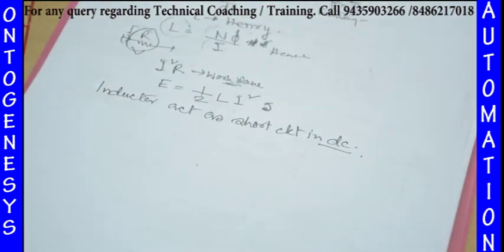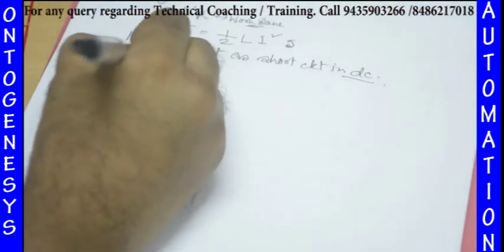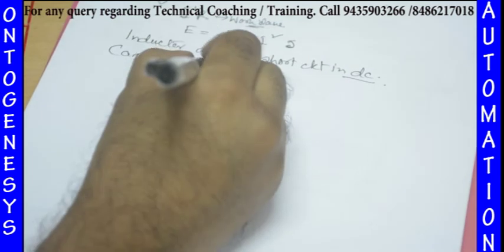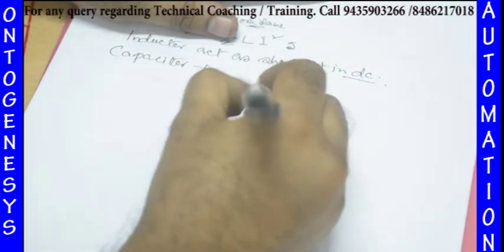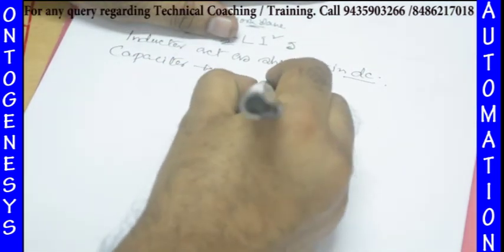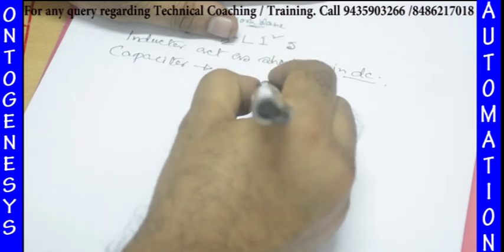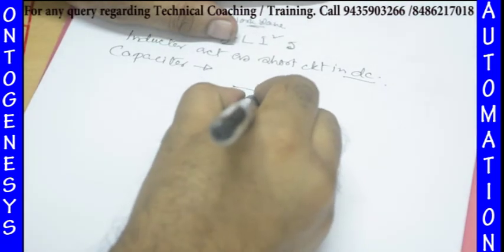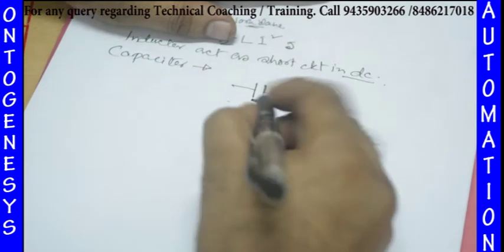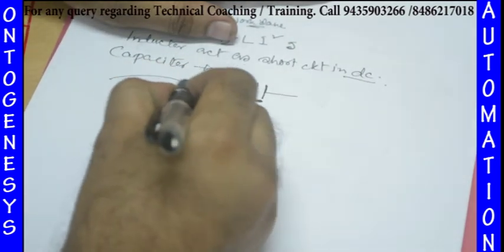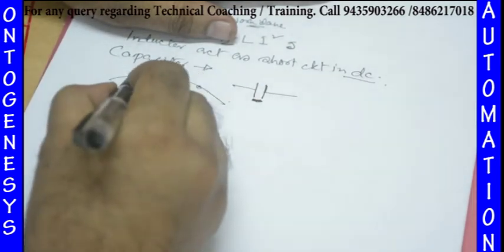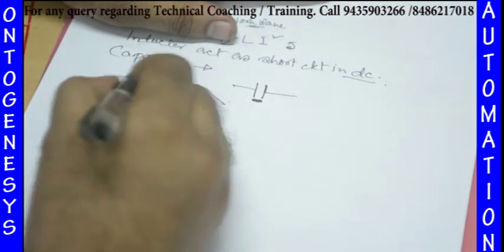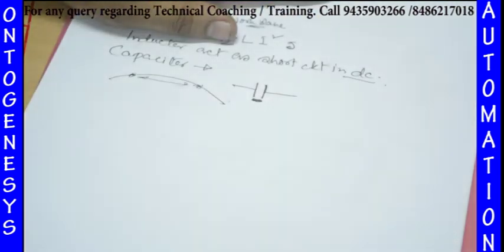Now what about the capacitor? Come to the capacitor. A capacitor is nothing but two charged plates, or two charges separated by a gap. Suppose in the case of our transmission lines, between two points there is an air gap, so these two points will behave as a capacitor. There will be a capacitive effect.